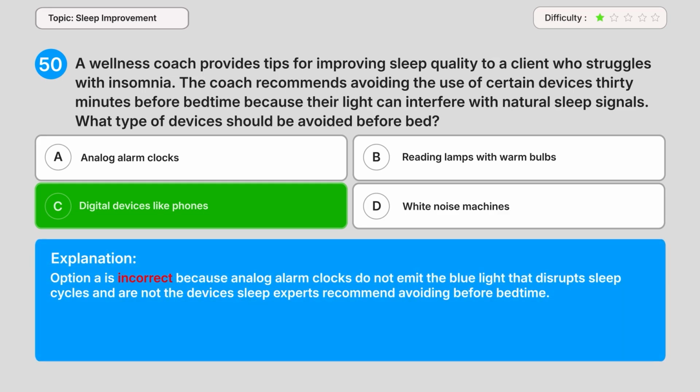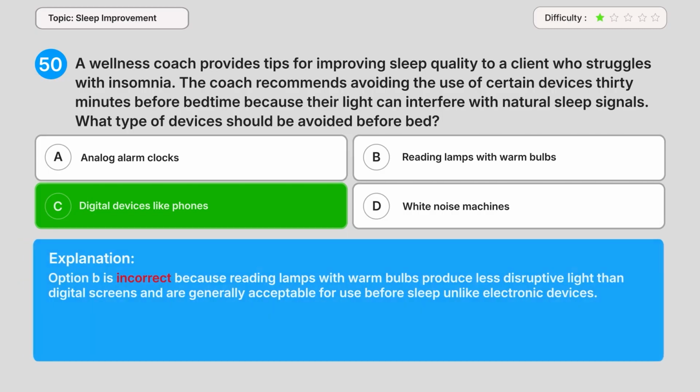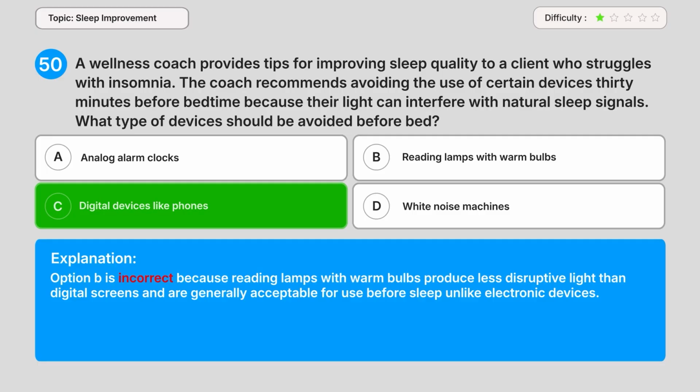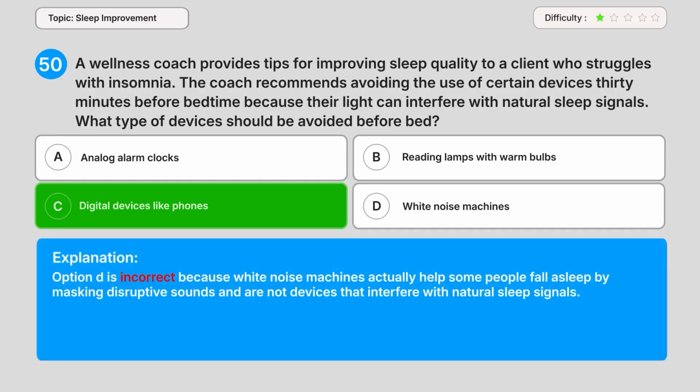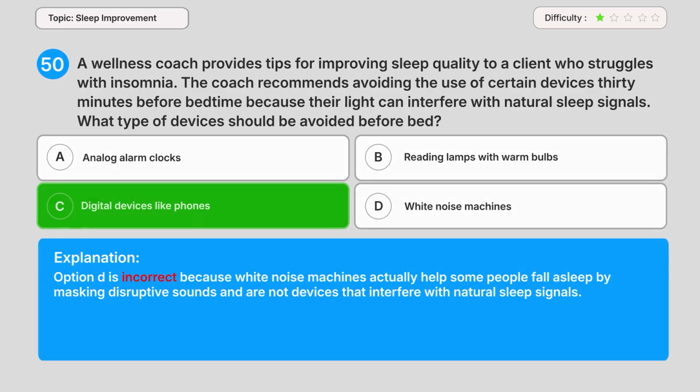Option A is incorrect because analog alarm clocks do not emit the blue light that disrupts sleep cycles and are not the devices sleep experts recommend avoiding before bedtime. Option B is incorrect because reading lamps with warm bulbs produce less disruptive light than digital screens and are generally acceptable for use before sleep, unlike electronic devices. Option D is incorrect because white noise machines actually help some people fall asleep by masking disruptive sounds and are not devices that interfere with natural sleep signals.